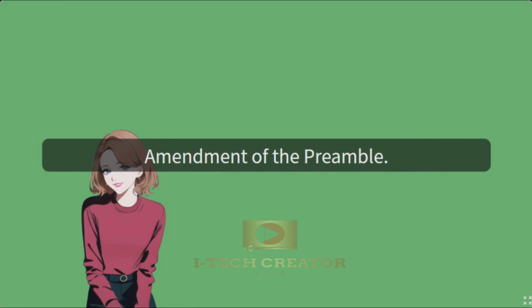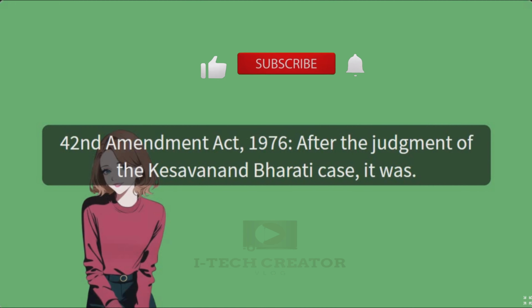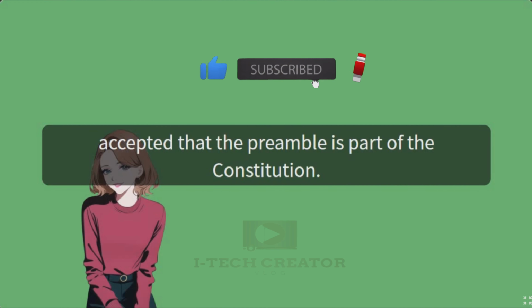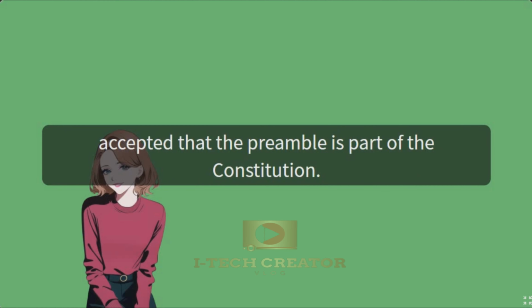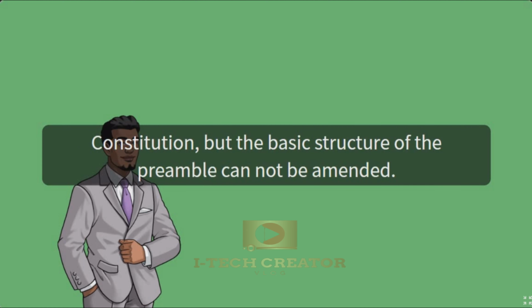Amendment of the Preamble. 42nd Amendment Act, 1976. After the judgment of the Kesavananda Bharati case, it was accepted that the Preamble is part of the Constitution. As a part of the Constitution, the Preamble can be amended under Article 368 of the Constitution, but the basic structure of the Preamble cannot be amended.